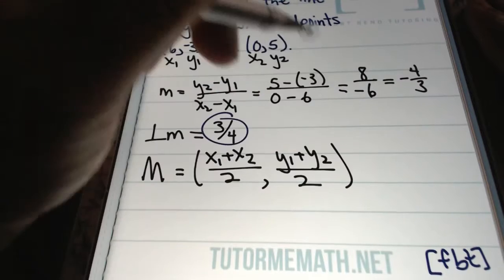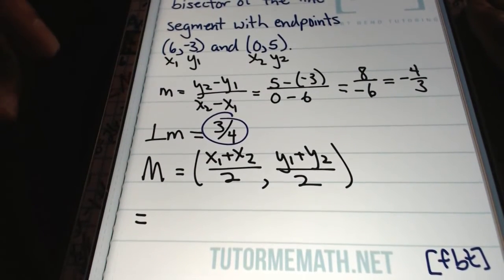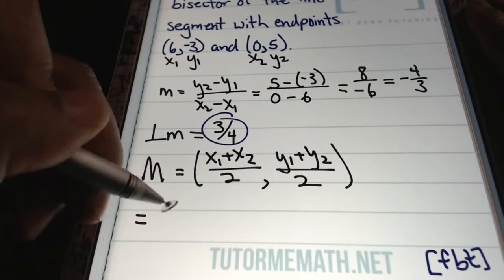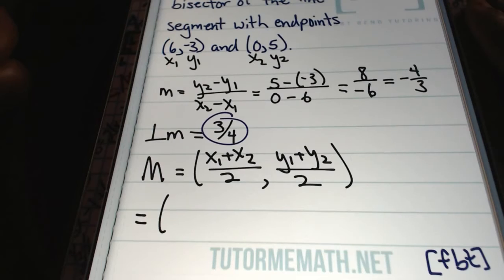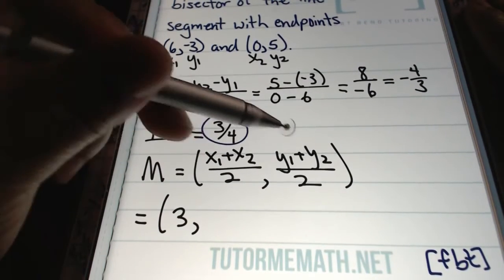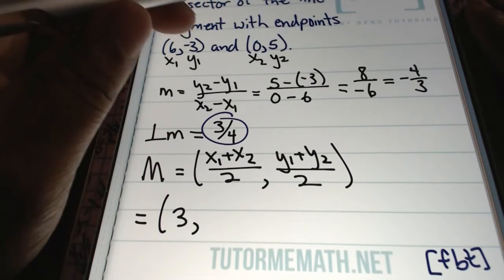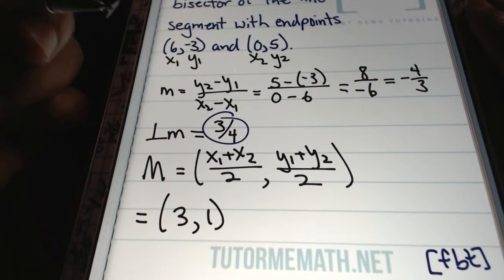Here we go. All right. Getting better than plugging in these values here. We'll have a midpoint that's going to be the result of 6 plus 0, which is going to be 6, then divided by 2 gives you 3. Then as your y values are concerned, you'll have -3 plus 5, which is positive 2. 2 divided by 2 is 1. So we end up with a midpoint of 3, 1.